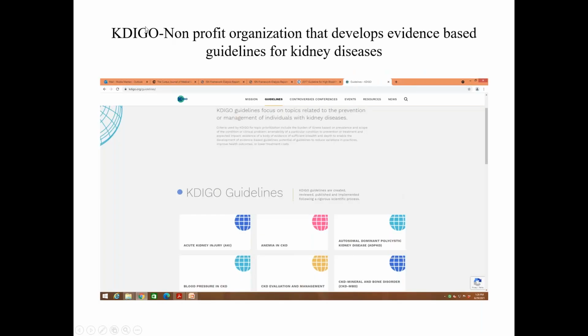Now, just a word about Kidney Disease Improving Global Outcomes: it's essentially a non-profit organization that develops evidence-based guidelines for renal diseases around the world. And this is the screenshot of the web page of KDIGO guidelines, and there are plenty of guidelines available here. And for those of you who are interested in knowing more about chronic kidney disease in detail, you can go through this KDIGO guideline web page, which is freely downloadable.